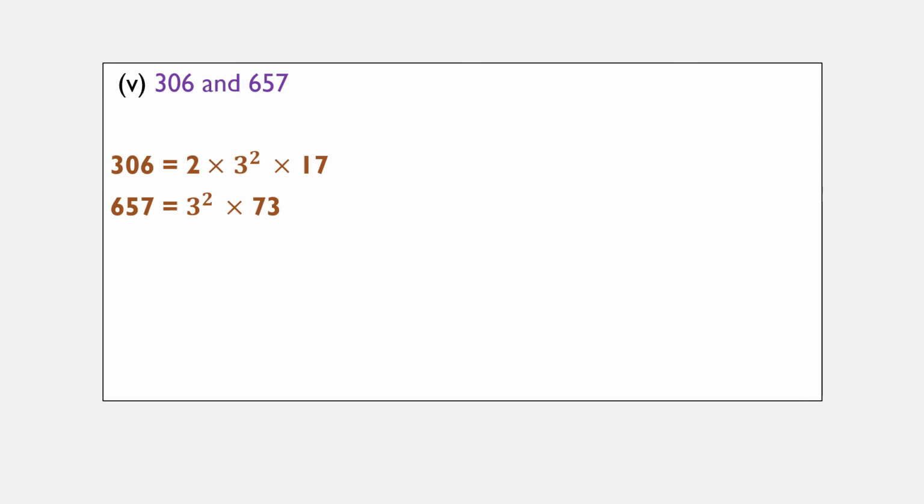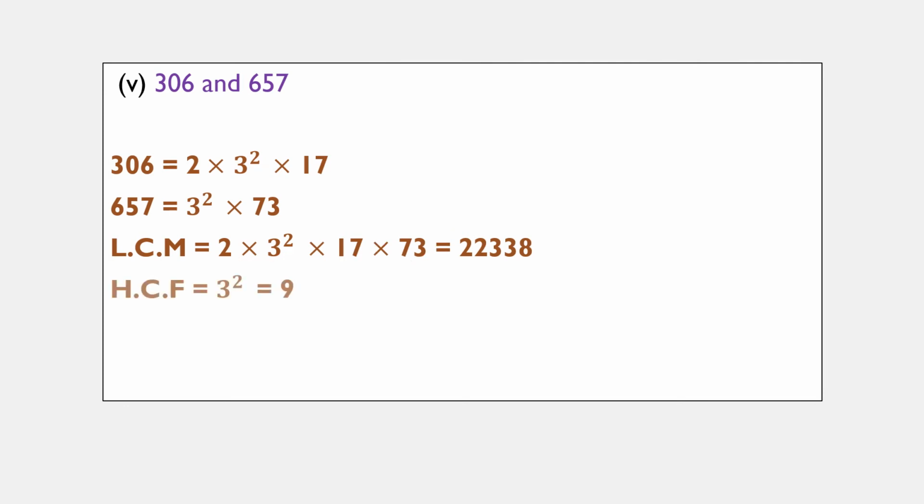So the HCF and LCM of these two numbers is like this. For LCM, I wrote the common highest power, and other things also. Okay, now coming to the HCF, we got 3 square, that is 9. Clear, children? So we'll go to the next slide.